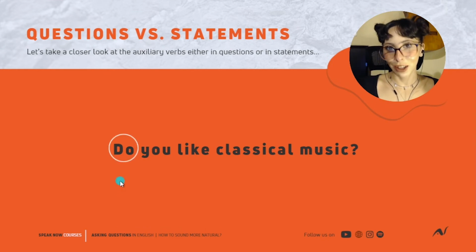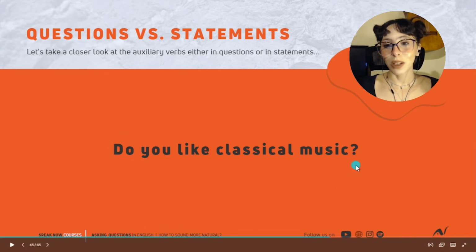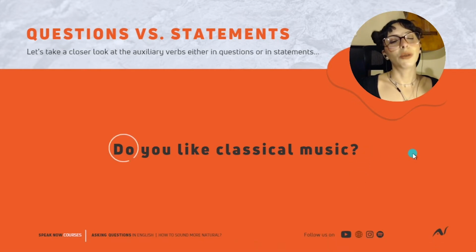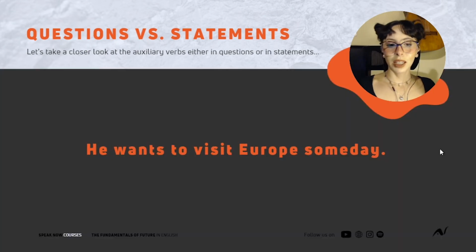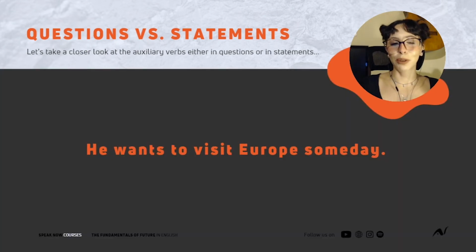So because we included do and the question mark at the end, it's become an interrogative sentence. And we use the right intonation as well to ask that question. Let's see what happens here in case we use he in the simple present.